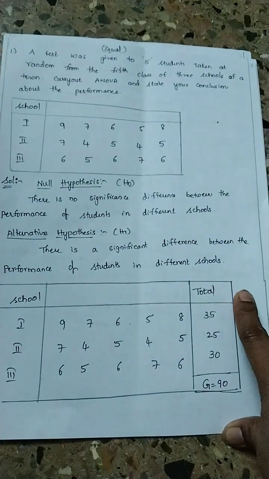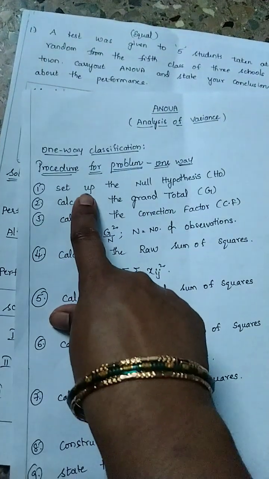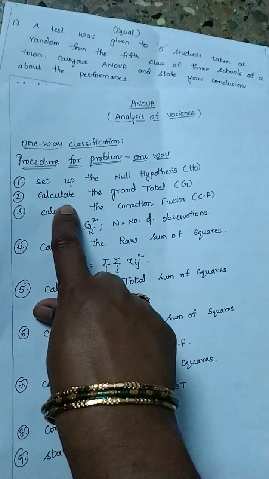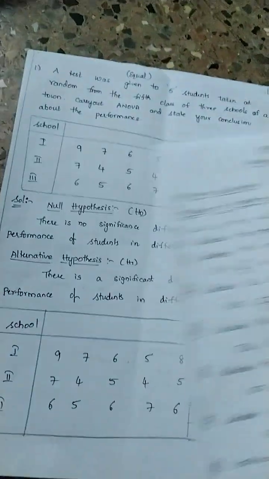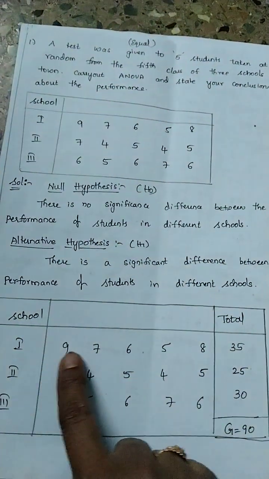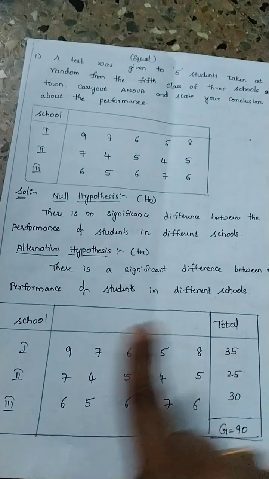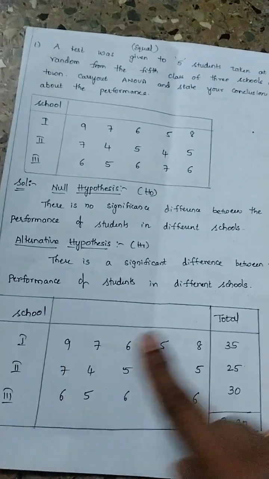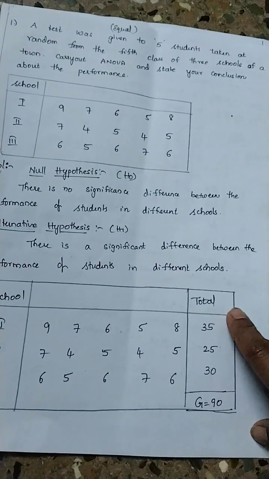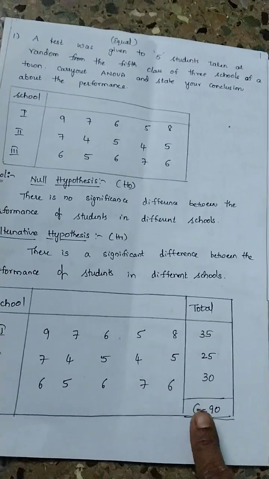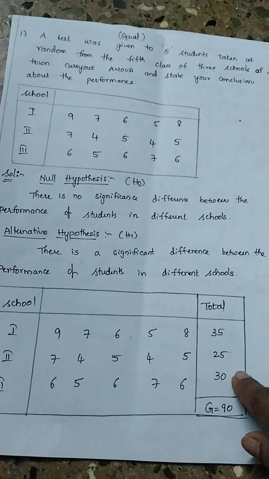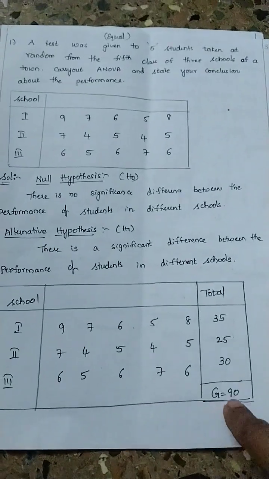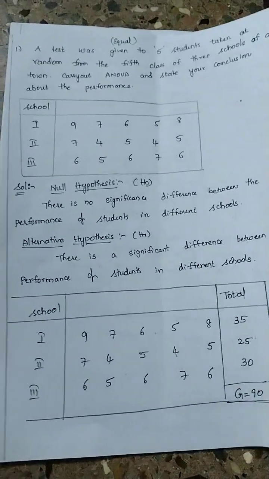In the first page, we set up the null hypothesis H naught and we discuss the grand total G. How are we going to get the grand total G? By adding all these values of first school, second school and third school, the totals 35, 25 and 30, we get the grand total G. G is nothing but 90.